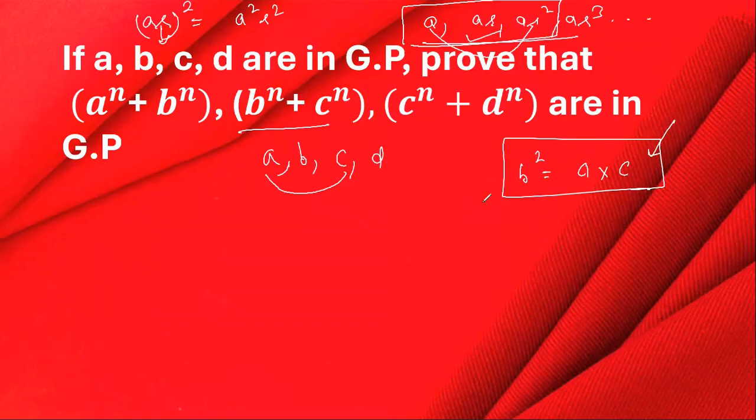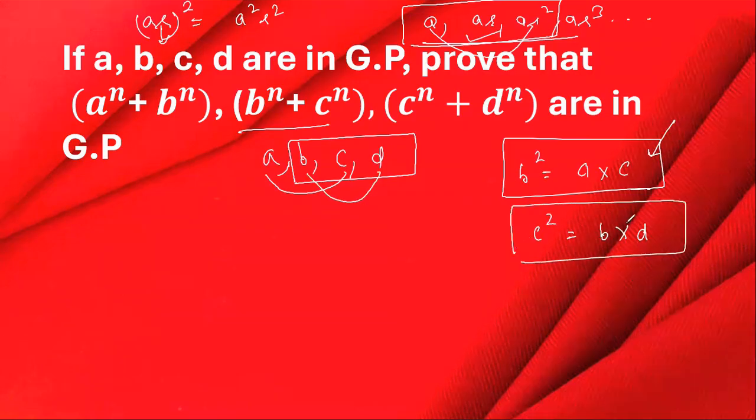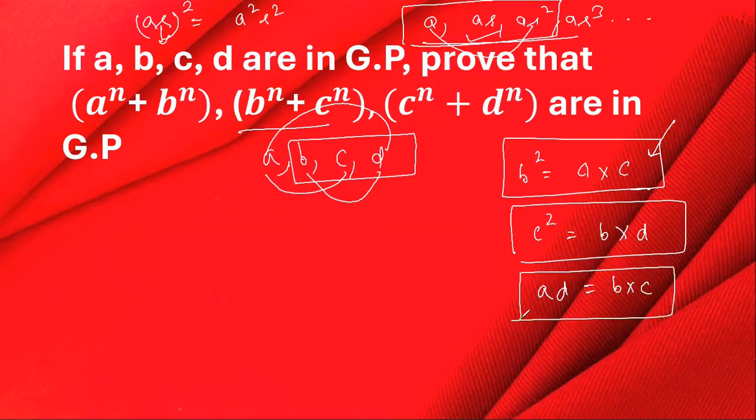Also, if we take the next three consecutive terms, B, C, D, similarly the square of the middle term equals the product of B and D, right? Also, one more thing from GP: whenever we have four consecutive terms, the product of the first and the fourth term equals the product of the second and the third term. That is, the product of the extremes equals the product of the means. These are the things that we are getting from GP.